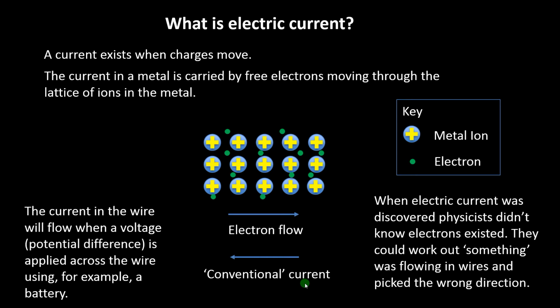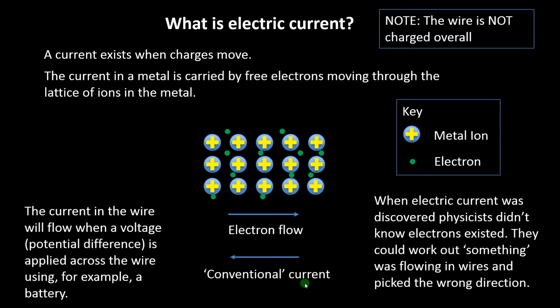Okay, so that's the most common example of electric current for physics, which is current in a metallic wire. But you can also have other examples. It's also important to note, by the way, that unlike the static charging, there's not a charge imbalance in this wire. There are equal numbers of electrons and metal ions, so there's a balanced charge.